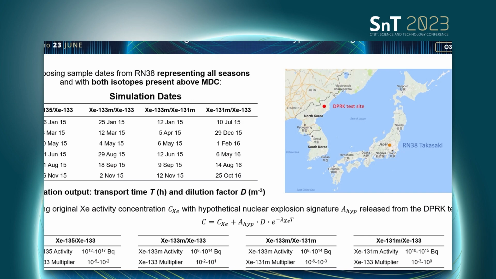Using atmospheric transport modeling, we found a transport time and a dilution factor from the DPRK test site to RN38 in Takasaki, and then combined the actual observed xenon isotopic activity concentration with a hypothetical nuclear explosion signature using the dilution factor and the transport time.